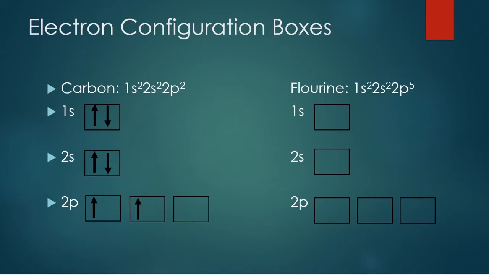So now let's look at fluorine. Fluorine again has a 1s, 2s, and 2p. The s's all have just 1 box, p's will have 3. So then let's start filling.